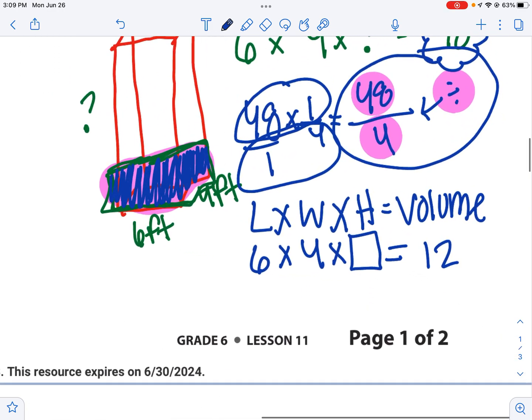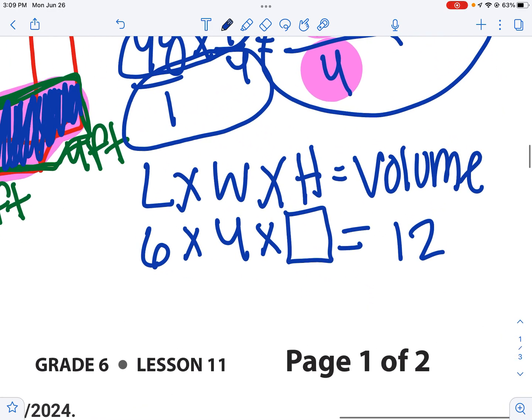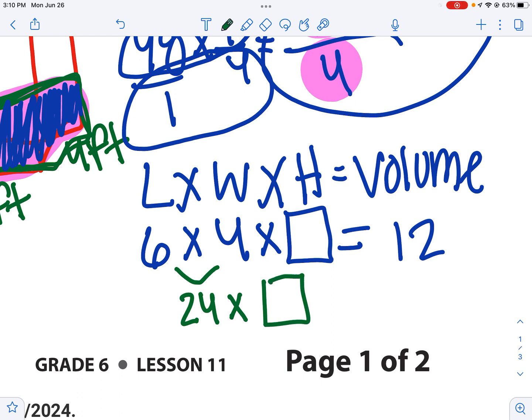So let's look here. Okay, I could multiply 6 times 4. Okay, so 6 times 4 is 24 times something equals 12. And you might be thinking, I can't multiply anything by 24 to get 12, right? Even if you do 24 times 1, that's still going to be 24, which is bigger than 12. So I need to start thinking about fractions or decimals that I can multiply by to get 12 for an answer.